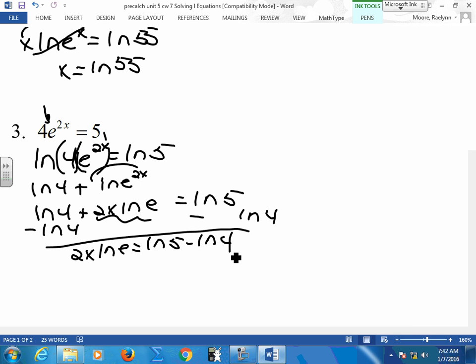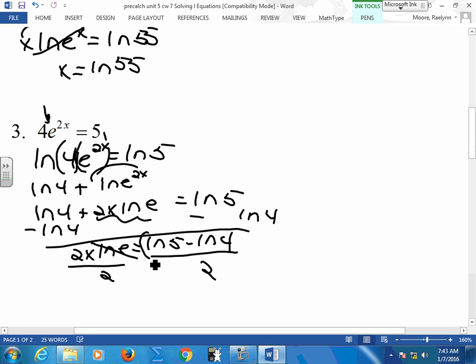Now, which variable am I solving for? Yes. x. What happens to the ln e? Oh. So what do I have to divide by? 2. Now, when you divide, make sure this is in parentheses. So tell me what you get when you divide.